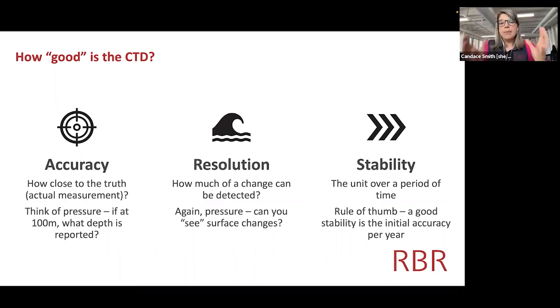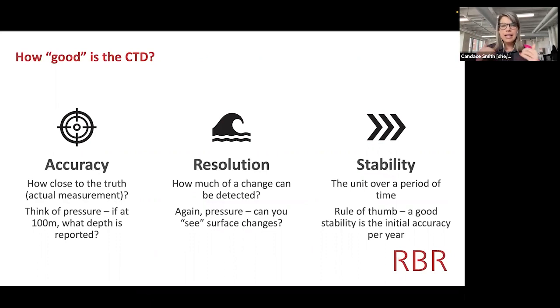It's typically a unit over a period of time, which sounds jargony, but basically it's like X degrees Celsius over a year or X degrees Celsius over a month. So over that period of time, you can kind of trust that the accuracy is going to be the same. A good rule of thumb is that a good stability spec is the initial accuracy per year. If it's per month, that's 12 times worse than having that accuracy per year. And that's important because of the calibration piece.